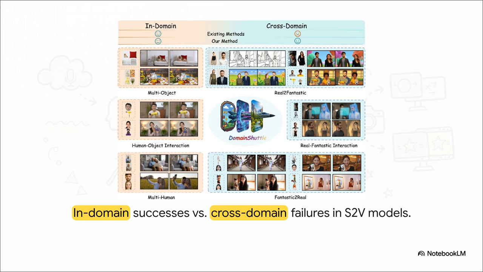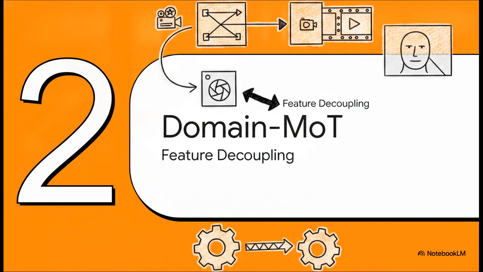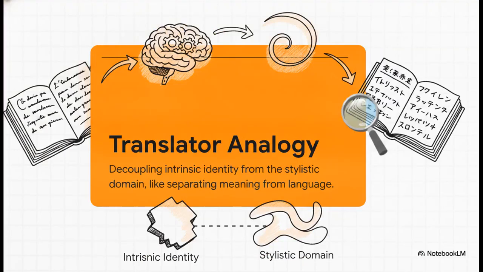So how exactly do they do this? Well, it all starts with their first major architectural breakthrough. That brings us to Section 2, Domain Motif and Feature Decoupling. The researchers at HKST realized something crucial. To achieve the stunning visual style translations we just saw, you have to fundamentally change how the neural network actually processes information. The core philosophy here is that video features must be decoupled from reference features.